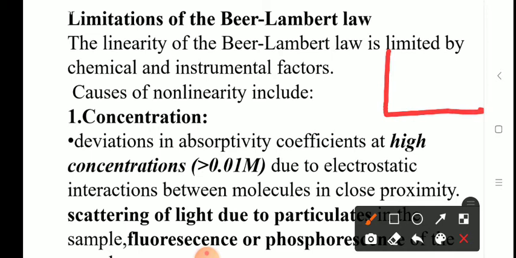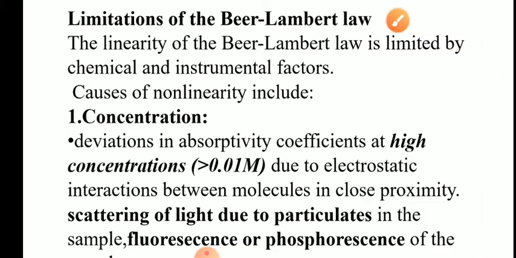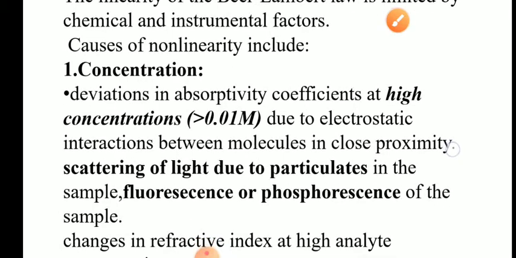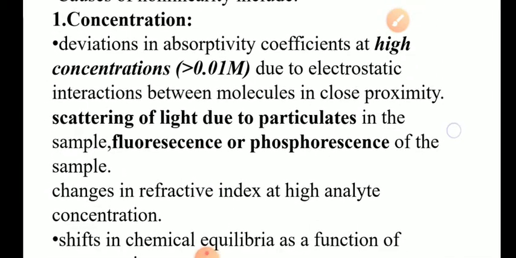What is the Beer-Lambert law? If you plot a graph of absorbance or optical density versus concentration of the solution, as the concentration goes on increasing, the absorbance also goes on increasing. You will get a straight line graph. Meaning, with the increase in concentration, the amount of light absorbed also goes on increasing. But deviations do occur. So we have to study the deviations from the Beer's law. They may be because of chemical factors or instrumental factors.